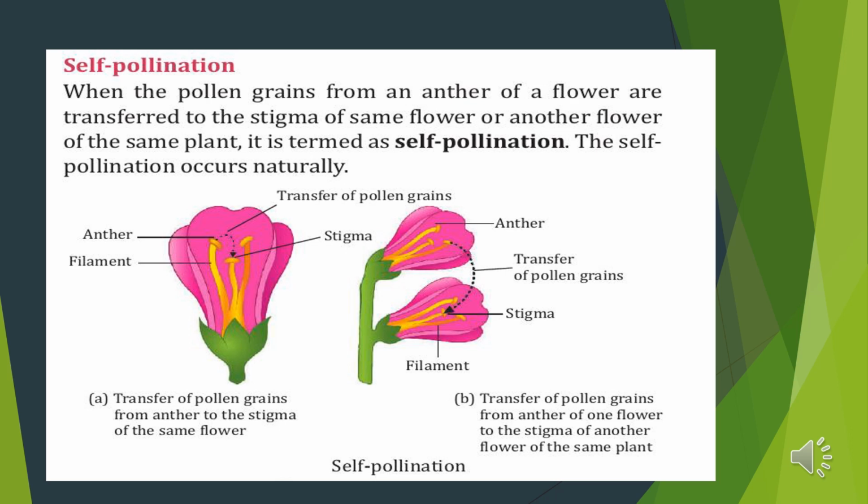It occurs by itself. So see figure A, transfer of pollen grains from anther to the stigma of the same flower. You can clearly see in this figure anther and stigma, and there is a transfer of pollen grains from anther to stigma. And in the second figure, transfer of pollen grains from the anther of one flower to the stigma of another flower of the same plant. These both processes are called self-pollination.